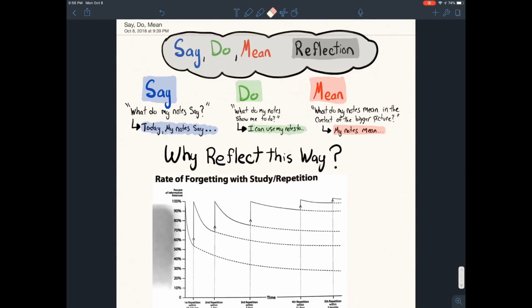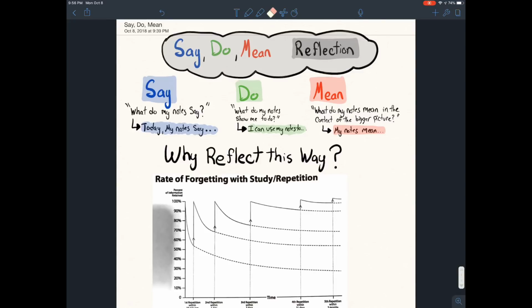Quick video to explain the say, do, mean reflection, why it's used, and how we are going to use it. So to get us started, say, do, mean is a summary technique used to process information to help you understand what your notes are doing. Now, keep in mind your notes are for you. They're not for anyone else. Your notes are there so that you can refer back to them, study from them, learn from them and interact with them. It is your way of learning information.